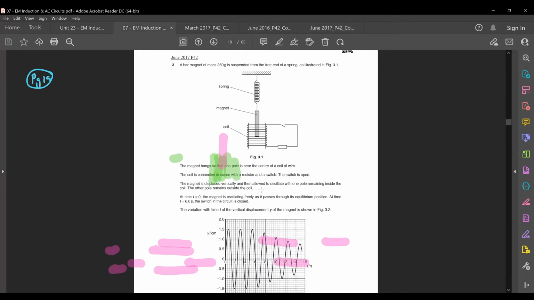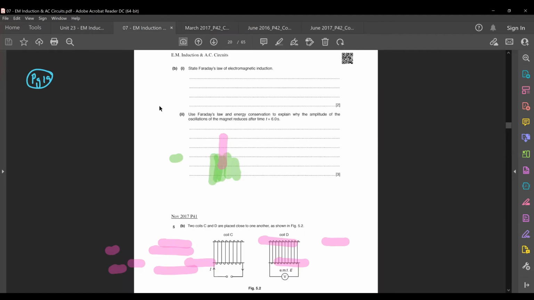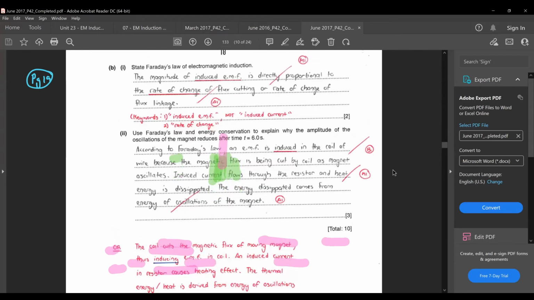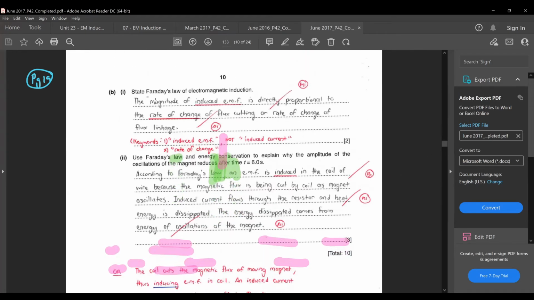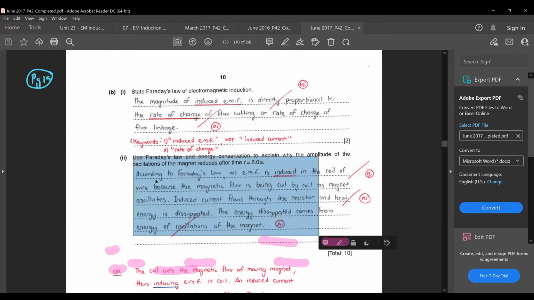this part here, they're asking you to state Faraday's law of electromagnetic induction. This one I think we can just probably skip. We can just say the magnitude of induced EMF is directly proportional to the rate of change of flux cutting, or rate of change of flux linkage. This is something from the notes. Now of interest to us is part 2.